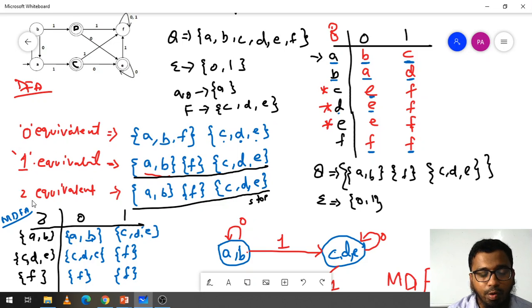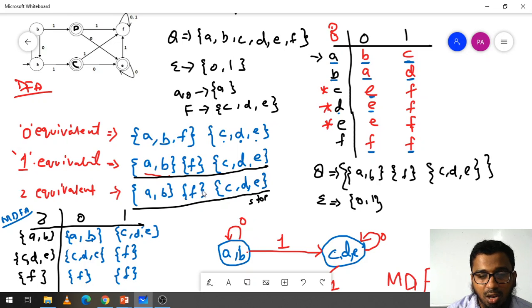Now do the two equivalent and take the one equivalent as input. Okay, A, B. Let's check it out. A on 0 is B, B on 0 is A. Yes, both are in the same set. Fine. A on 1 is C, B on 1 is D. So here C, D is also in the same set. So that means A and B is two equivalent.